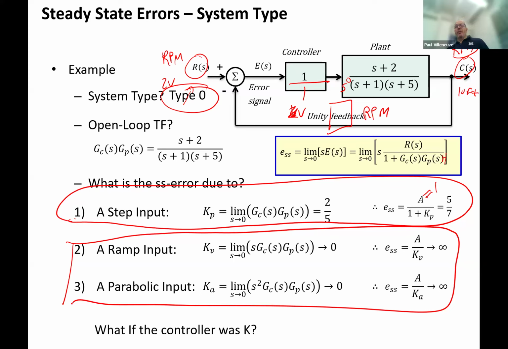Now, if the controller was K, what changes? So instead of 1, what happens here? You've got a K over here. You'd have a K up front, right?